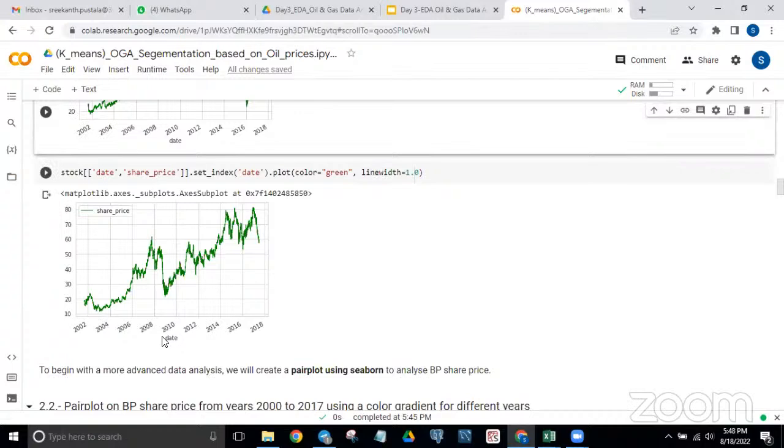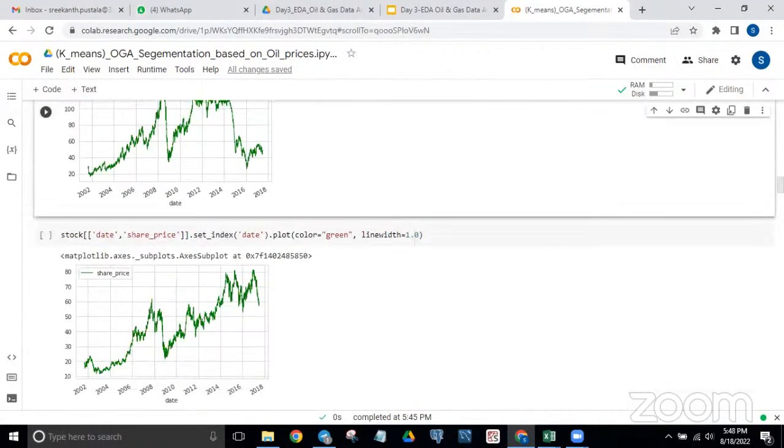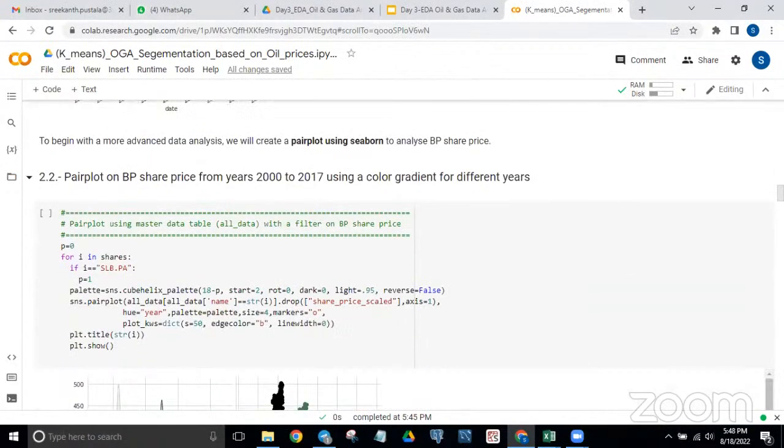In the same way, if I take the share price in the same timeline, 2002 to 2018, we can see that there is a high share price in 2017. So we are trying to find the relation between these values.